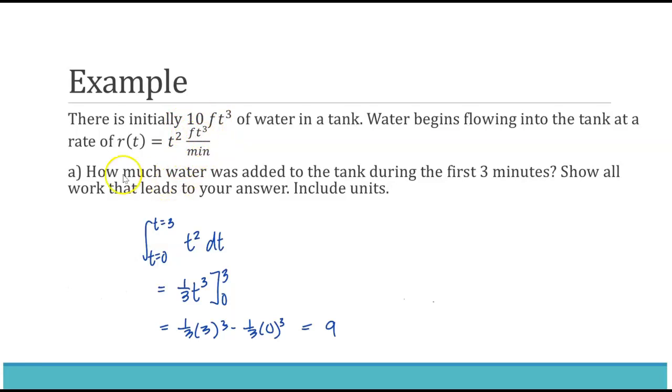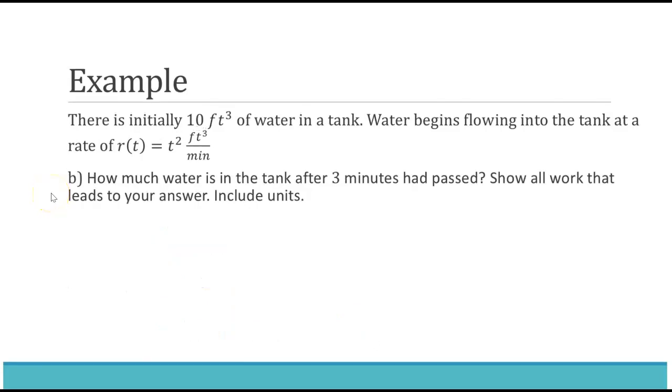And that should make sense based on what the problem is saying, because we want to know how much water was added to the tank. So water is a three-dimensional quantity that should be represented by three-dimensional units like feet cubed. So we have 9 feet cubed as our answer to how much water was added to the tank during the first 3 minutes. This is the net change during the first 3 minutes.